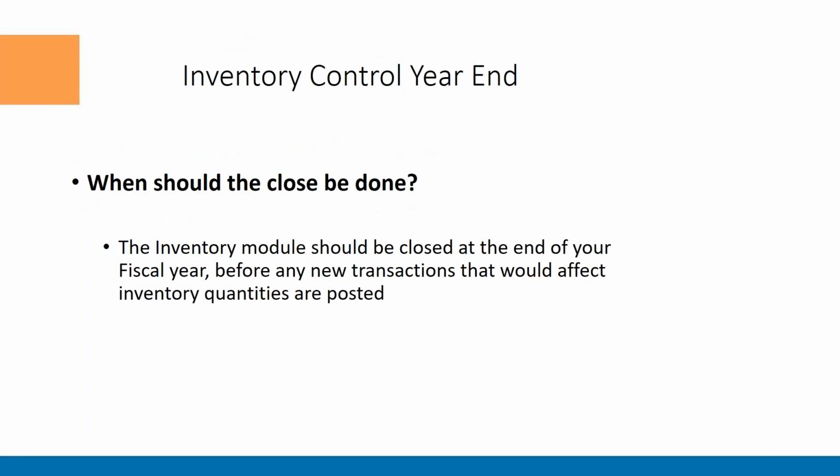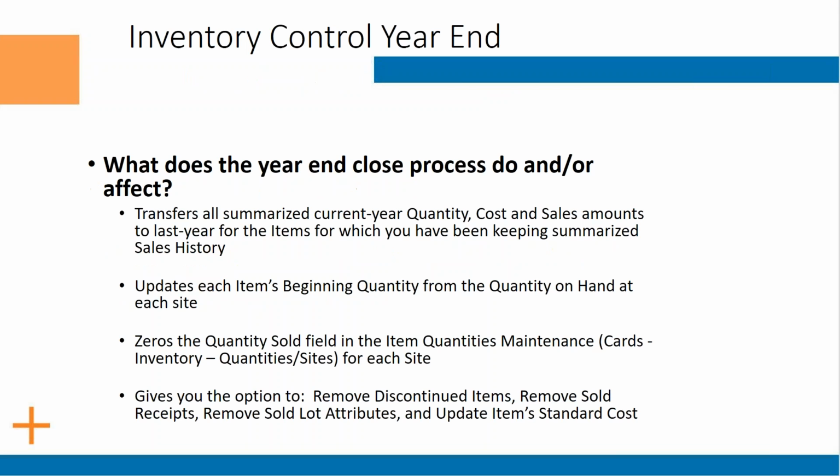So the inventory module should be closed at the end of the fiscal year before any new transactions get posted that would affect inventory quantities that have a date of the following year. So any receipt of purchase orders, any sales invoices, adjustments, transfers, etc. need to get those activities closed first, and then we'll start to record next year's activities.